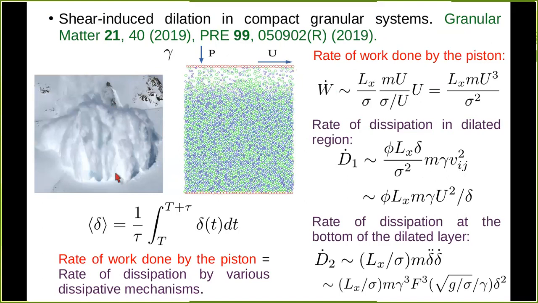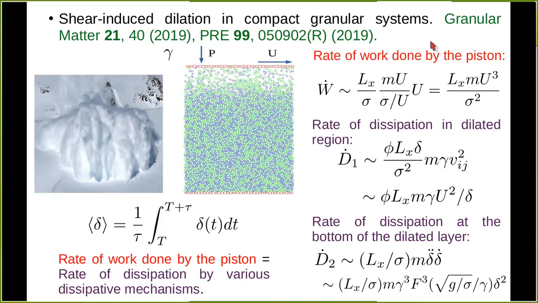In the steady state, I have some average dilation, and then I ask the question how that average dilation delta is related to pulling speed U and the intergranular dissipation parameter gamma for a given pressure P. In this context, we propose a scaling relation by balancing the rate of work done by the piston and the rate of dissipation by various dissipative mechanisms.